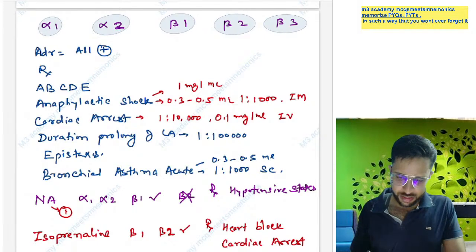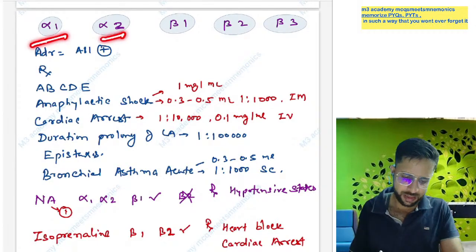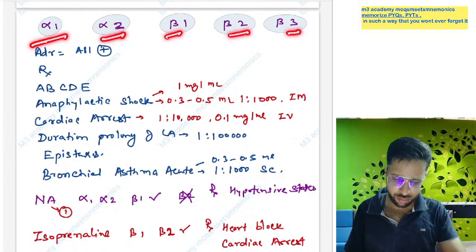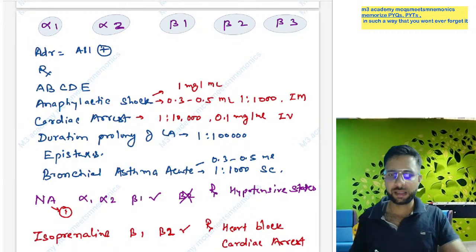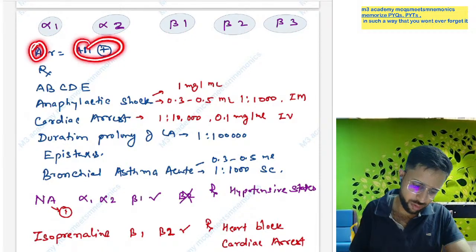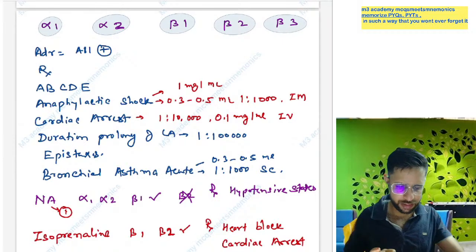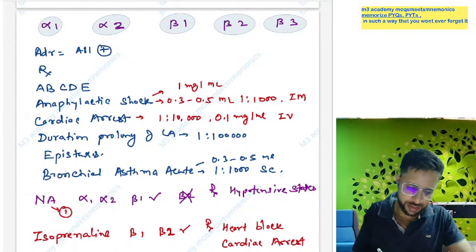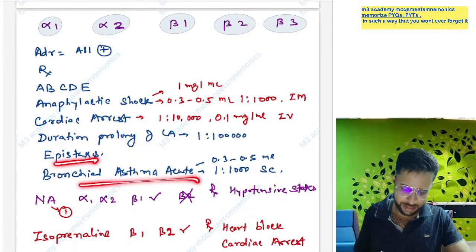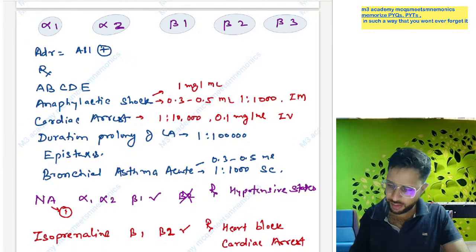Next, let's look here at the receptors and the drugs. The adrenergic receptors are alpha 1, alpha 2, beta 1, beta 2 and beta 3. So adrenaline, A for adrenaline, it works on all receptors: alpha 1, alpha 2, beta 1, beta 2 and beta 3. The uses of adrenaline are ABCD: anaphylactic shock, cardiac arrest, duration prolongation of local anesthesia, epistaxis, and bronchial asthma.